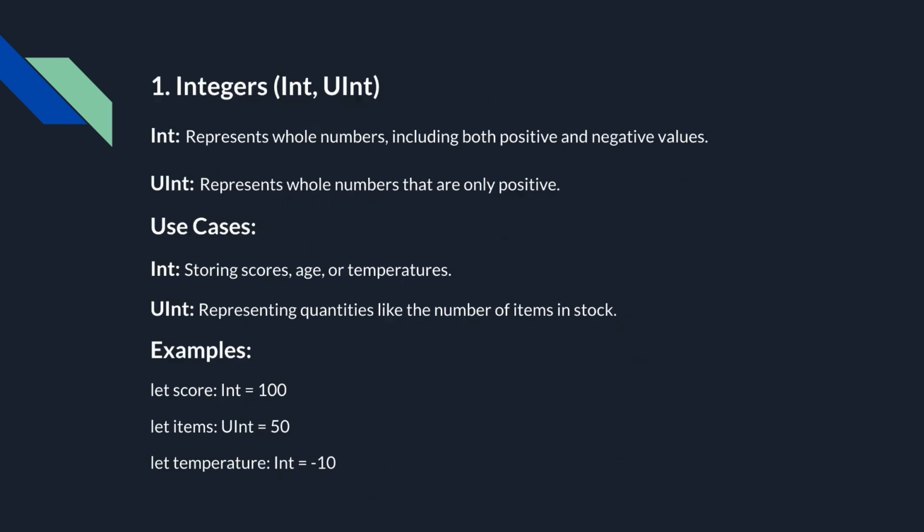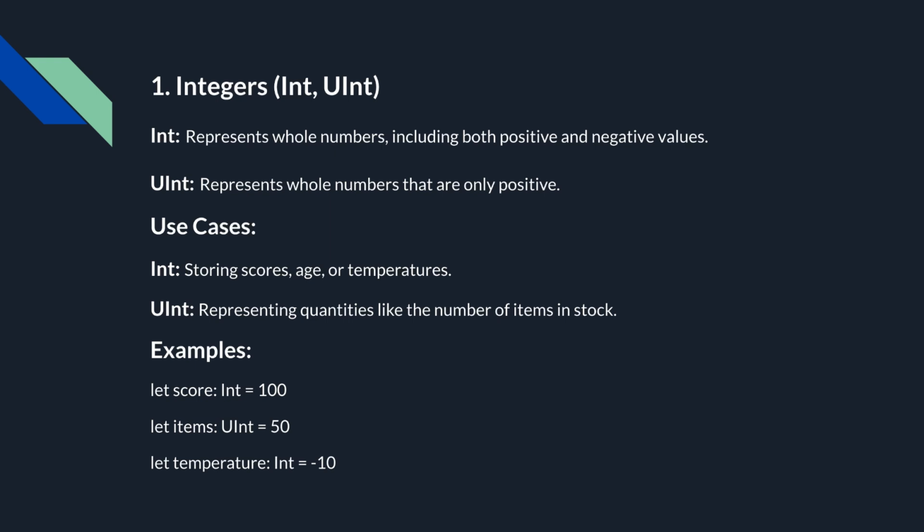Now, let's move to our main topic, common data types in Swift. The first one is integers. This data type is used for whole numbers, meaning numbers without decimals. Integers are divided into two types. Integer for both positive and negative numbers. Unsigned integer for positive numbers only.